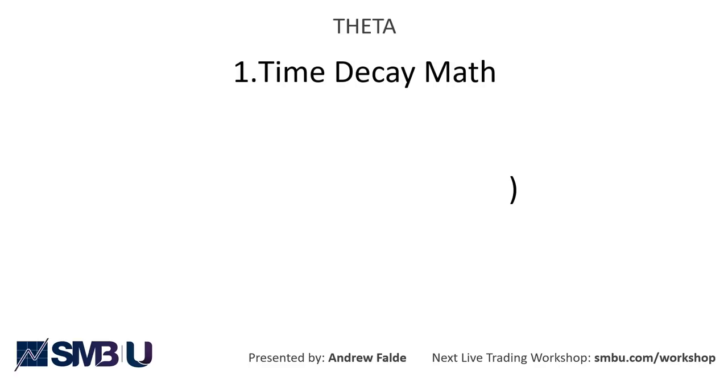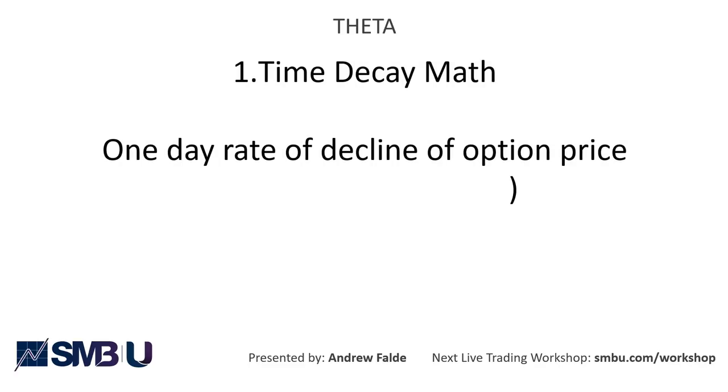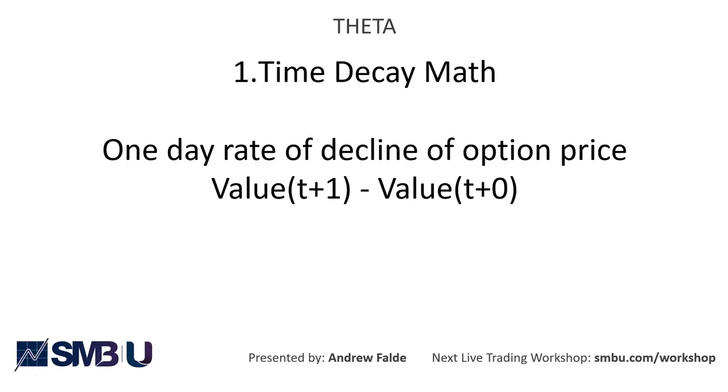So here is the time decay math put very simply. 1 day rate of decline of the option price. Technically it would be called the 1 day rate of change in option price, but I wrote decline because the expectation is for a decline because time always moves forward toward the expiration date. So theta is the expected decline rate of options. And that is today's value minus tomorrow's value. So the rate of change for 1 single day.